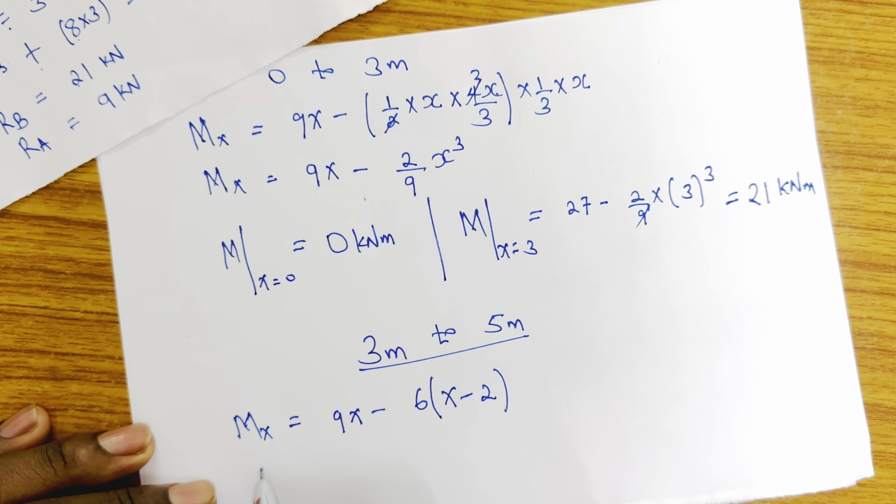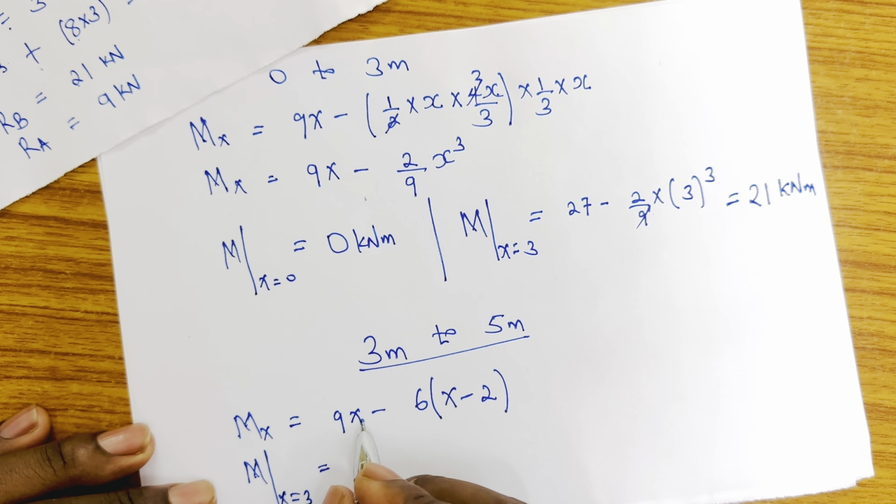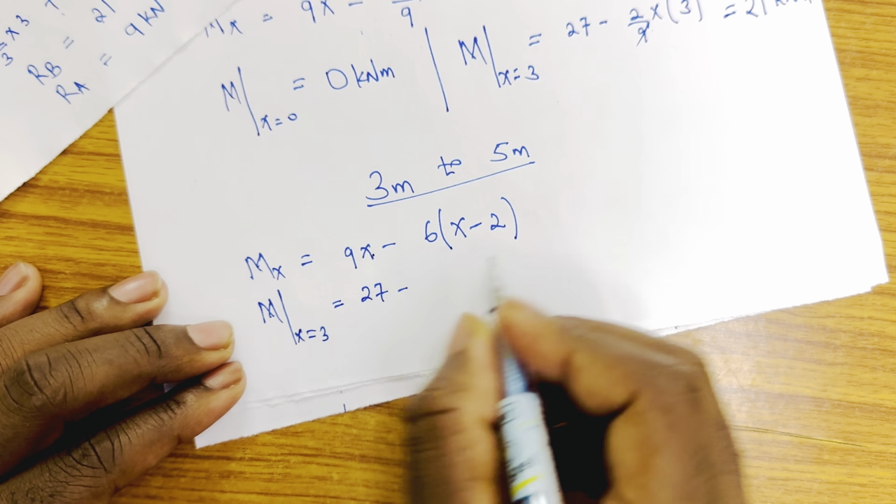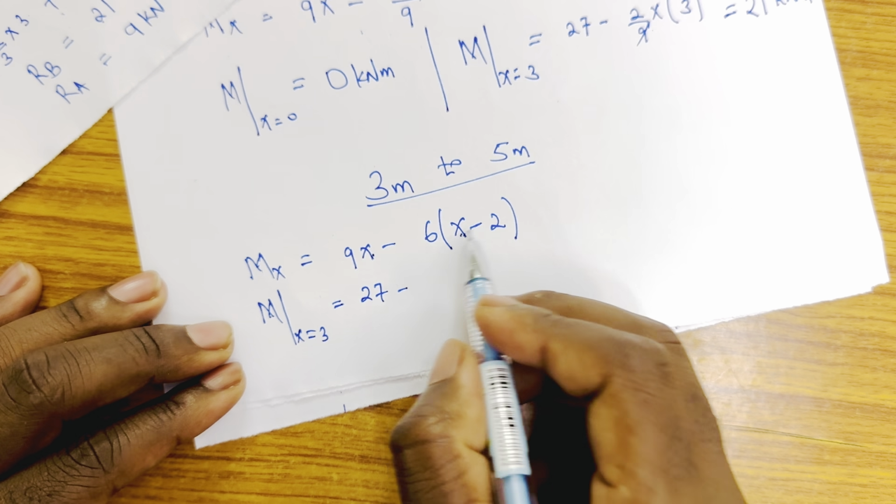Now let us substitute. When my x is equal to 3, what do you get as this answer? This is 9 times 3. Obviously that is 27. Then minus 6 times x, which is 3, minus 2, is 1.